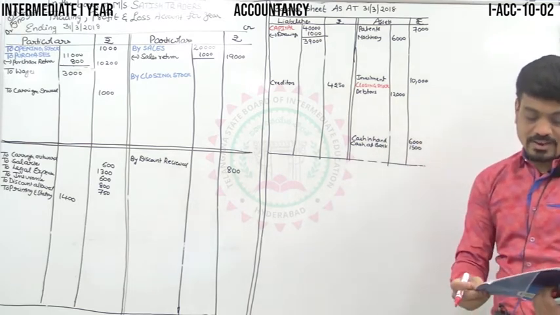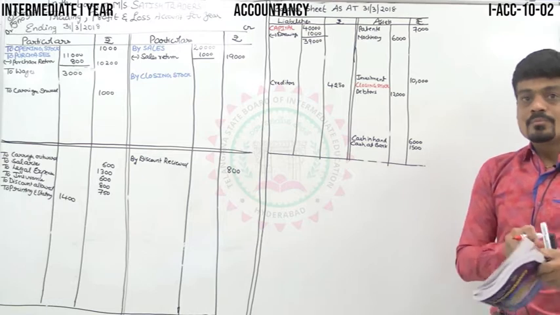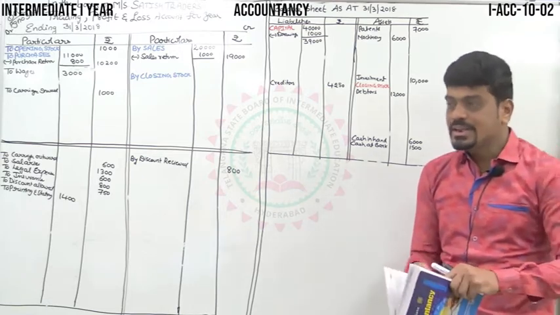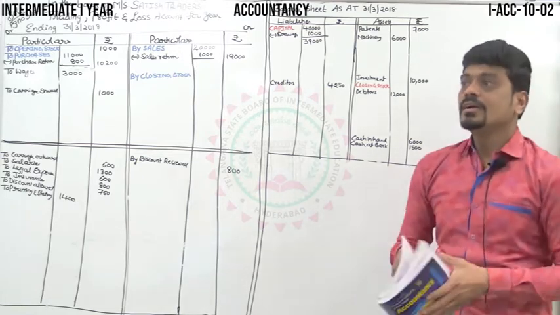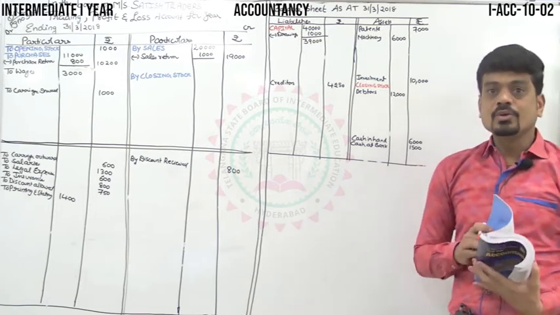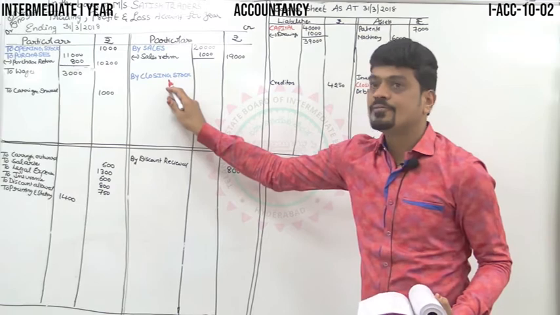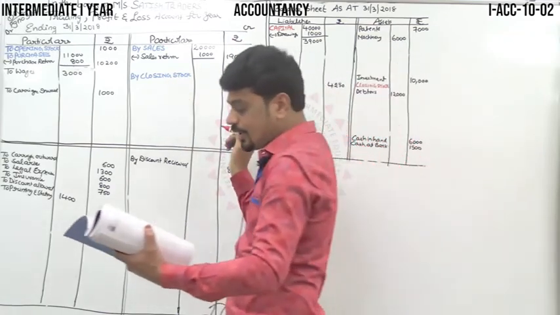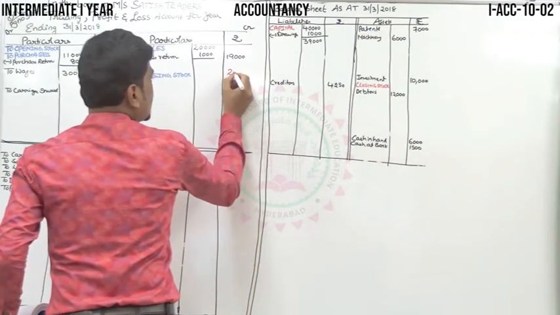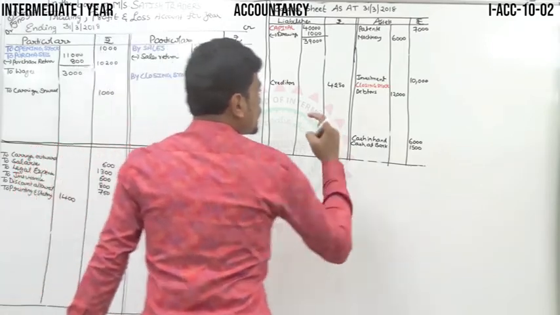What is the first one? Closing stock. Before giving the adjustment, you should recollect in your mind the effects. Closing stock. The rule says show at credit side of trading account. So we'll go to trading account, credit side. We wrote the amount.